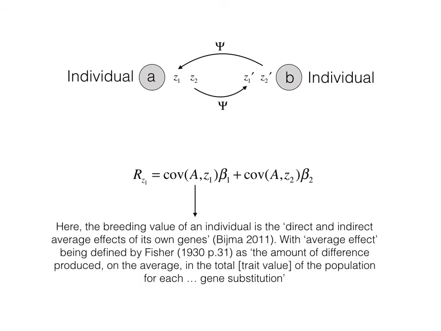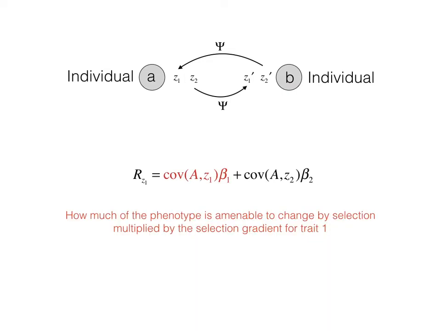The breeding value of an individual is the direct and indirect average effect of its own genes, and that's a definition of total breeding value that I took from this paper by Bijma in 2011. And average effect is just average effect as defined by Fisher in 1930. Okay, so what this is saying is it's taking the covariance between this breeding value and the trait value and multiplying it by the selection gradient. And that's done for trait 1 and for trait 2.